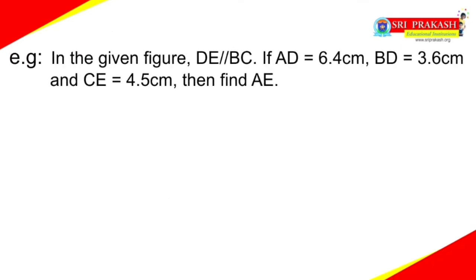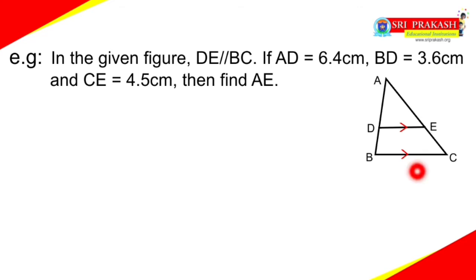Children, now let us solve some examples based on BPT and converse of BPT. The first one, in the given figure, DE is parallel to BC if AD is equal to 6.4 centimeters, BD is equal to 3.6 centimeters and CE is equal to 4.5 centimeters. Then find AE. Let us start.